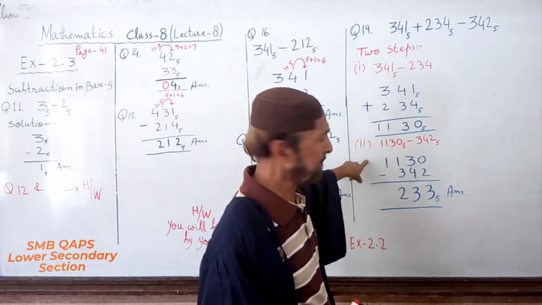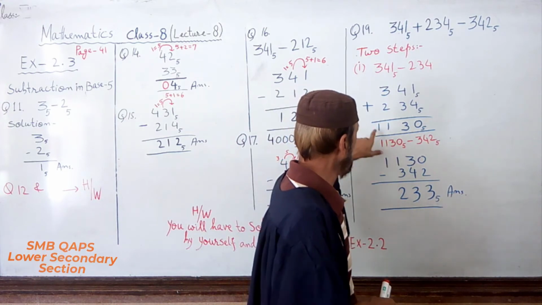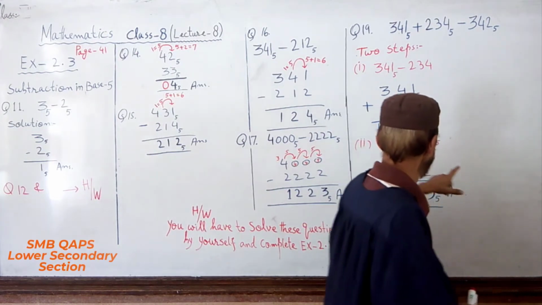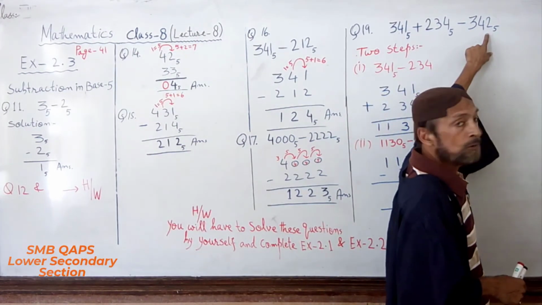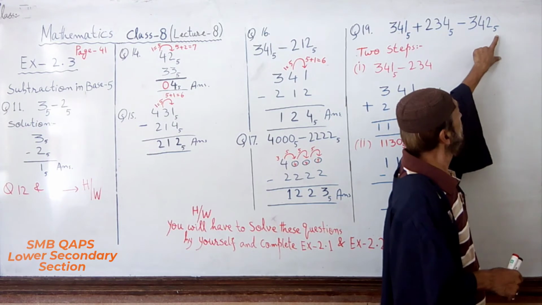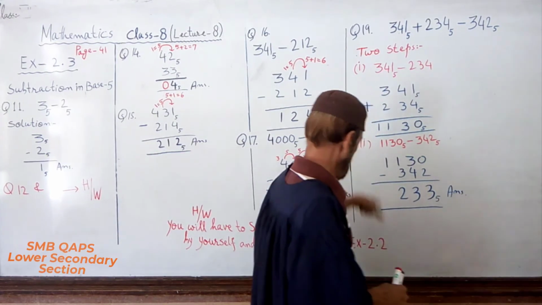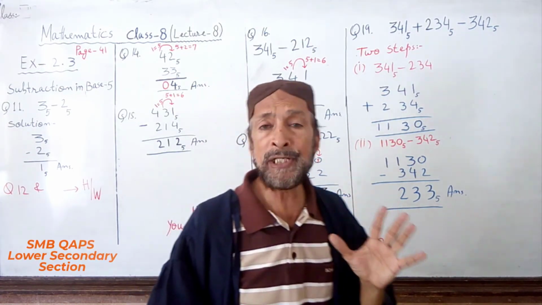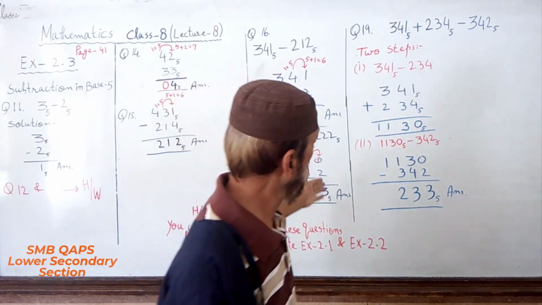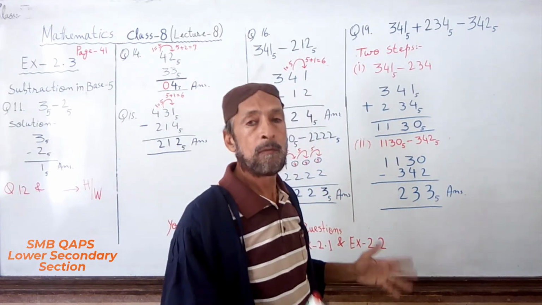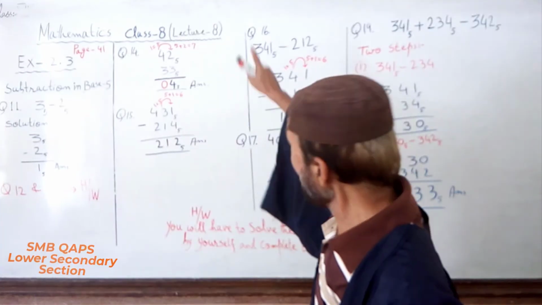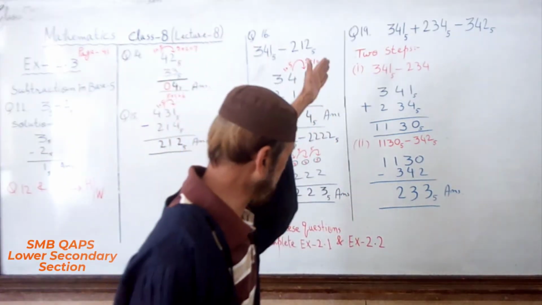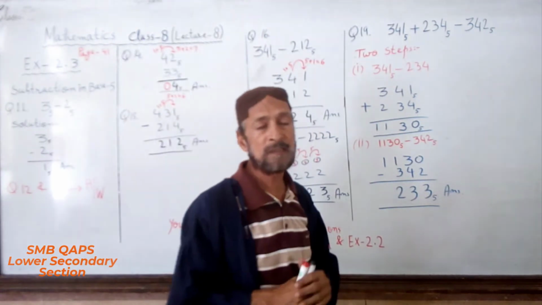Step 2, from this thing, 1130 minus 342 base 5. Then I don't need to let you know how I did it, because I have already explained all the things in very detail. Dear students, this is the answer.